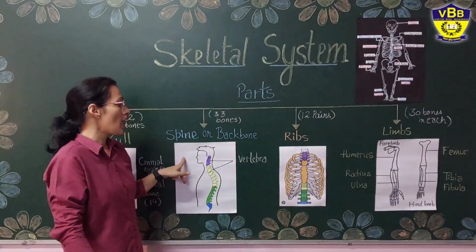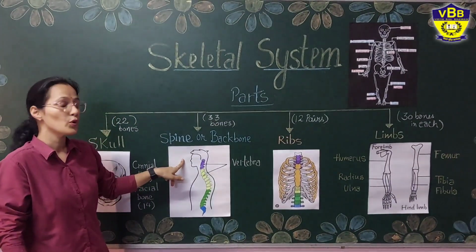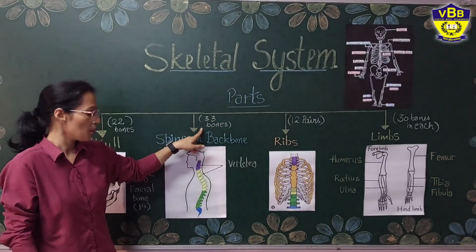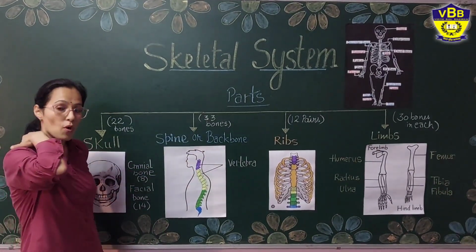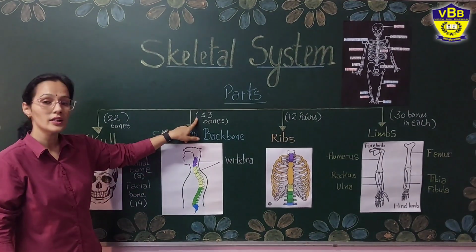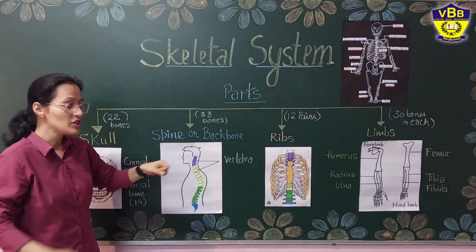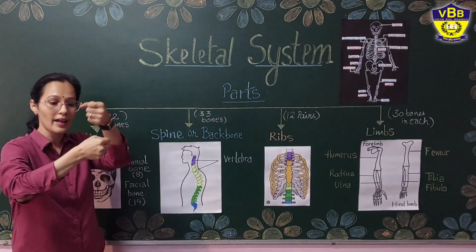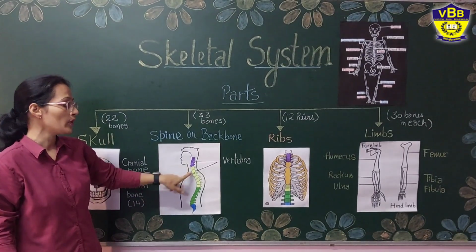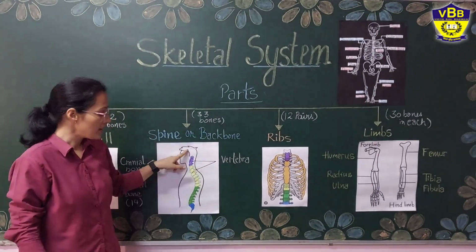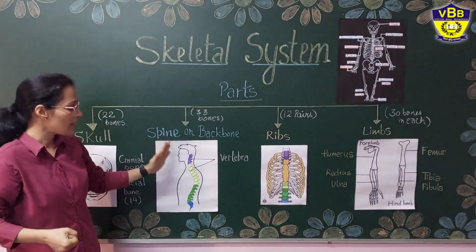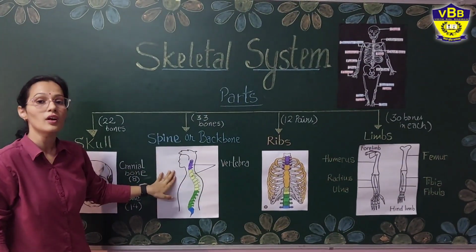So next we have the spine, or you can say backbone. The backbone comprises a total of 33 bones. It gives support to your body. The backbone is composed of 33 different small bones which are stacked on one another like this. A single bone is known as a vertebra. When these vertebrae are intact with each other, they form a column. So that is why it is called the vertebral column.